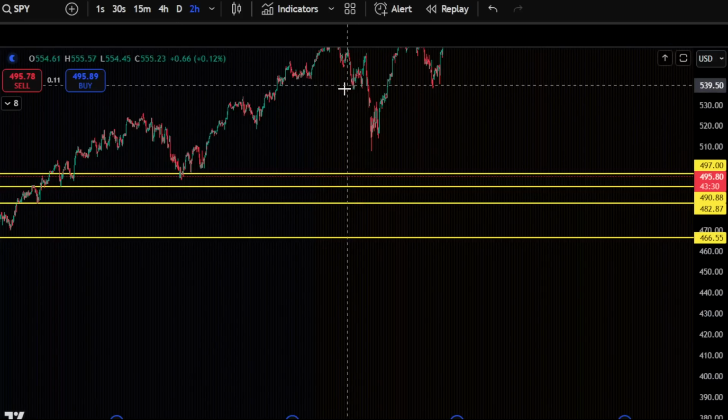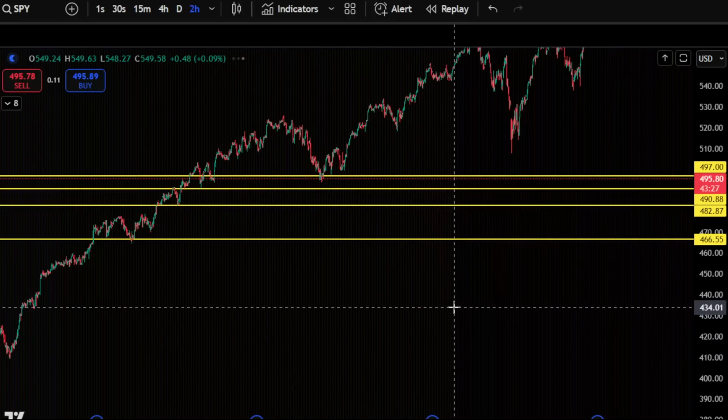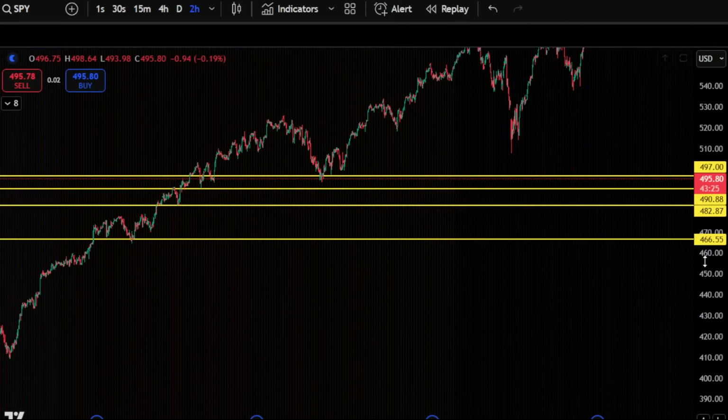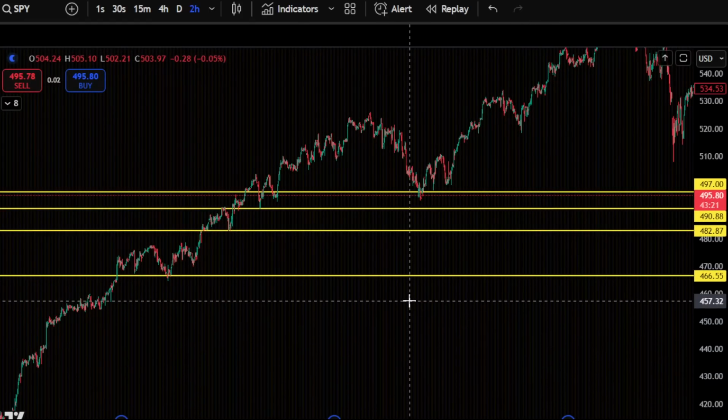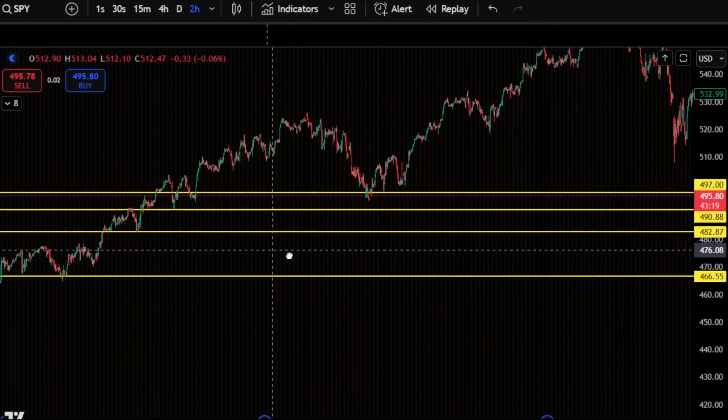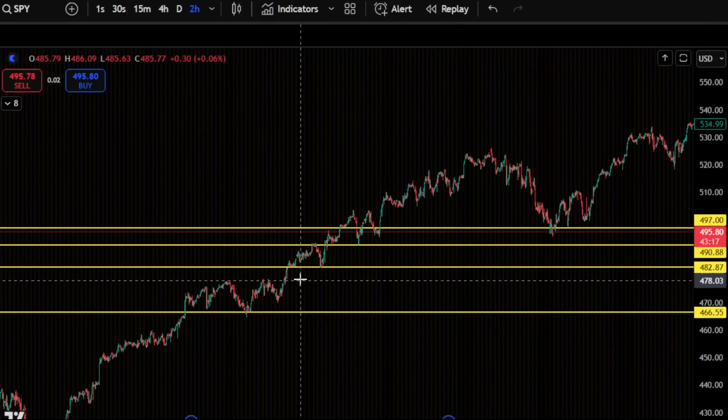I'm not looking at the weekly anymore, right? I'm not looking at the smaller time frames trying to pump myself up, right? I'm trusting the 2-hour and 4-hour time frame because I know how powerful they are. I know how strong these levels are.